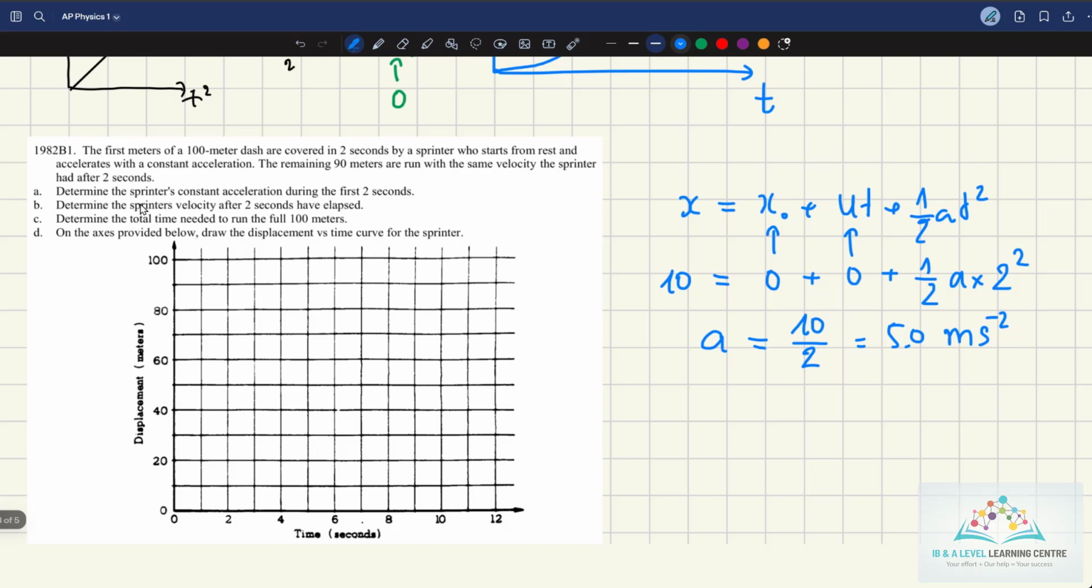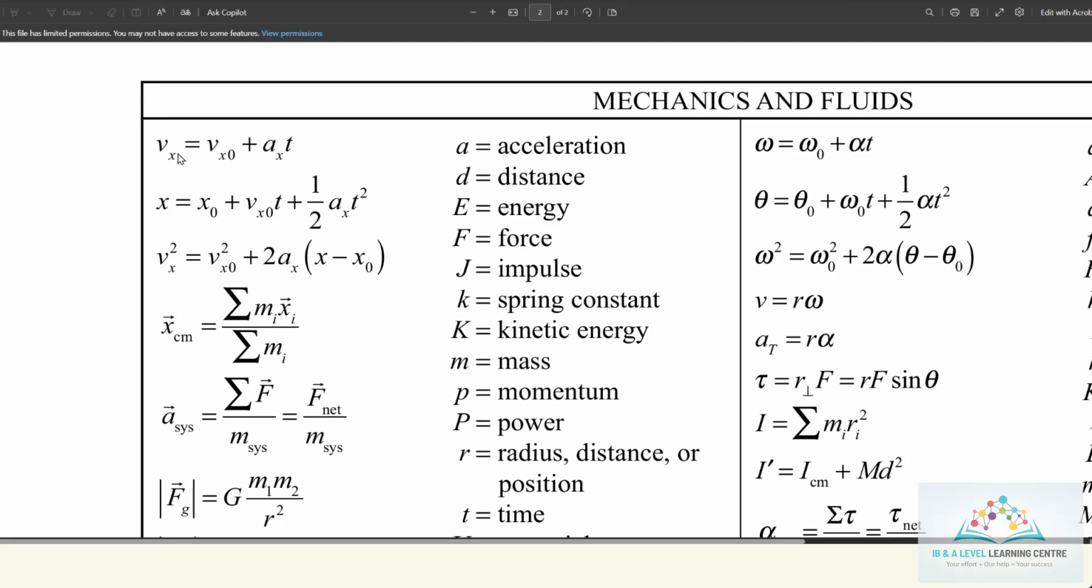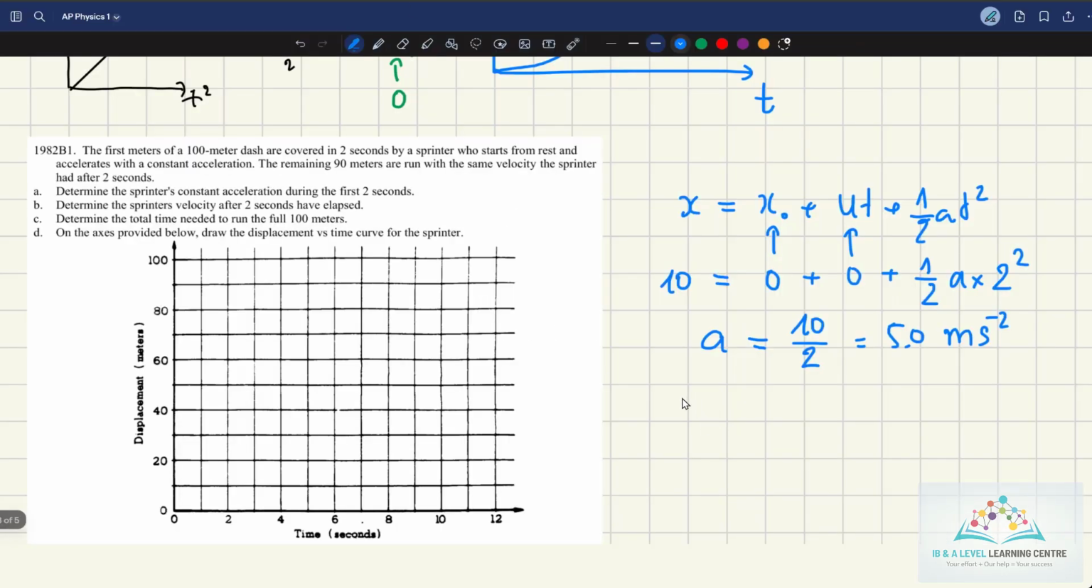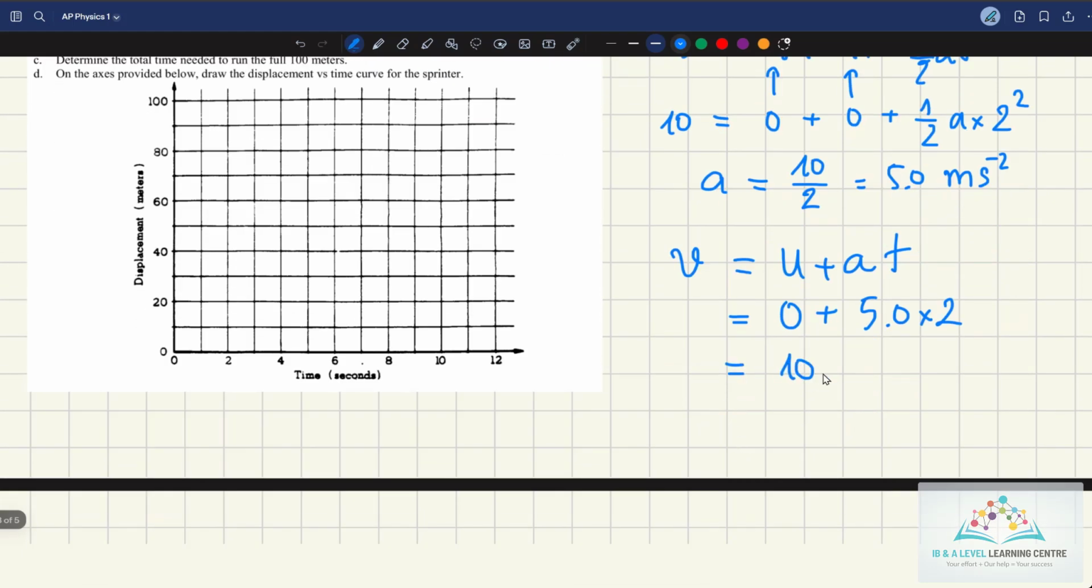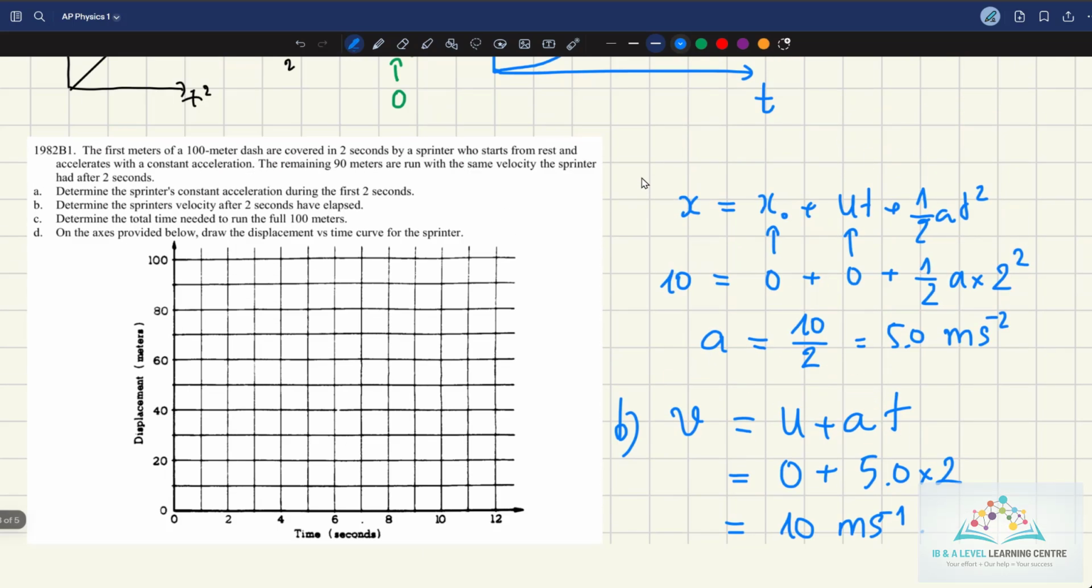After 2 seconds, the velocity, we use formula 1 here. Velocity is initial velocity plus acceleration times time. So the velocity after 2 seconds is 0 plus acceleration, which is 5, times the time, which is 2 seconds. So the answer is 10 meter per second. Rồi, đây là câu B xong nhé.